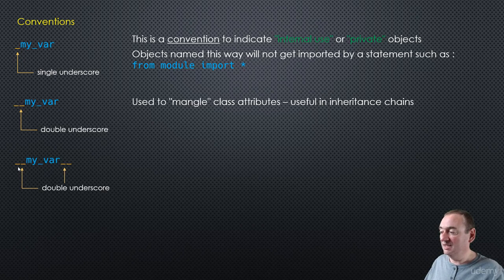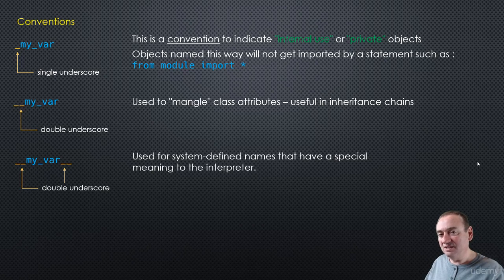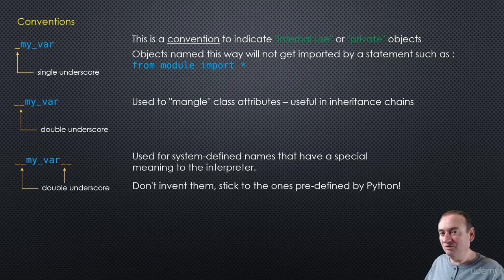And the last one is the one that starts and ends with a double underscore. So dunder my_var dunder. That has a very specific purpose. These are really system-defined names. Python reserves its naming convention in this way for certain things. And it has a special meaning to the interpreter, which means don't invent them.